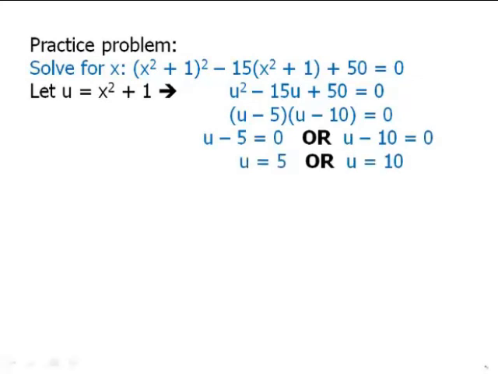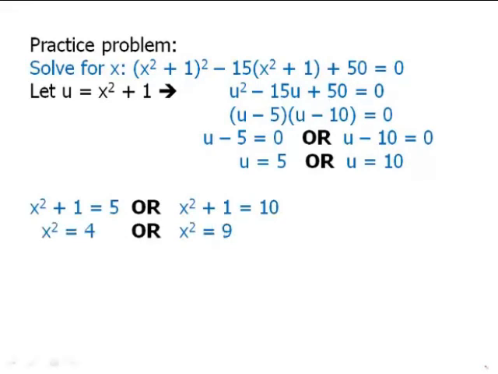Well, now that we have these values of u, we'll use these to solve for x. So it means x squared plus 1 equals 5, or x squared plus 1 equals 10. Subtract 1 in both equations. Take the square root, keeping in mind that we need both the positive and the negative. So x is positive or negative 2, or x is positive or negative 3. So it turns out that original equation has 4 different solutions.